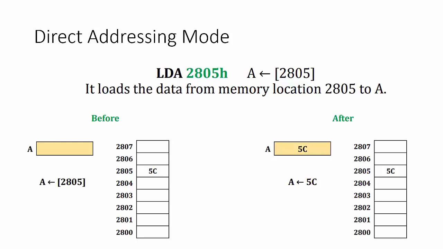We can see the memory block having different locations from 2800 to 2807. Here we can see that the 2805 memory location contains the operand value, that is 5C. We can see on the right side of the figure that 5C, which is present in 2805, will be stored in the accumulator. You can see that the accumulator value has been updated to 5C.